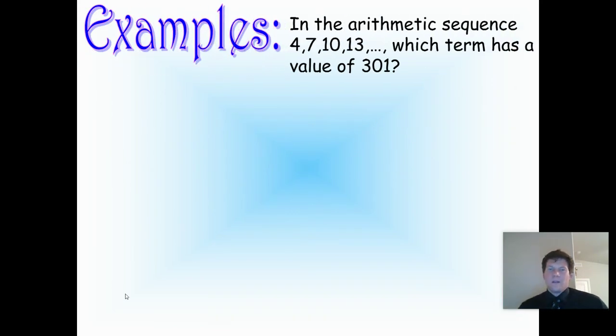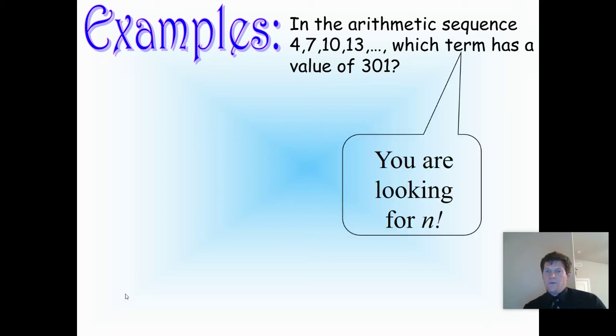Now, this time it says in the arithmetic sequence 4, 7, 10, 13, which term has a value of 301? Now, we could continue this pattern and work our way all the way up to 301, but that'd be a lot of work. And this is when it becomes more valuable to use the formula than to actually write out the list. Be careful with this one, though, because they're not asking us for the 301st term. They're asking which term has a value of 301.